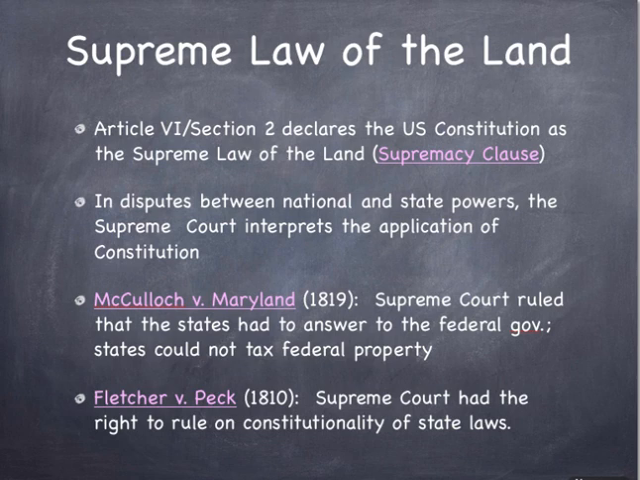In the case of Fletcher versus Peck, the Supreme Court determined that they had the right to rule whether or not a state law was constitutional. And by 1819, in the case of McCulloch versus Maryland, the Supreme Court ruled that states did not have power over the national government, that if a federal property was in the state, they did not have the right to tax that property, that ultimately the federal government was supreme over state governments. They also ruled that the Supreme Court had the right to hold states accountable to those federal laws.